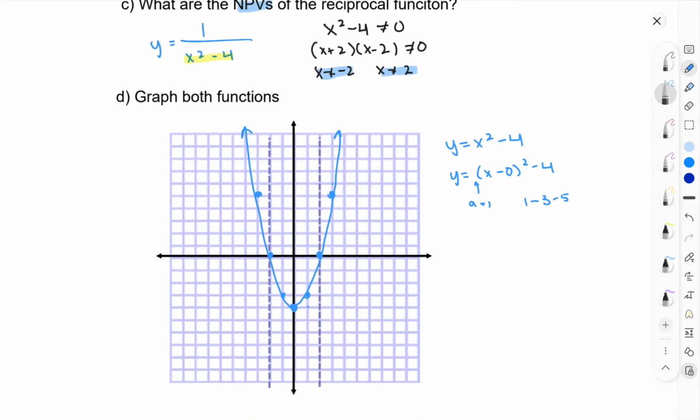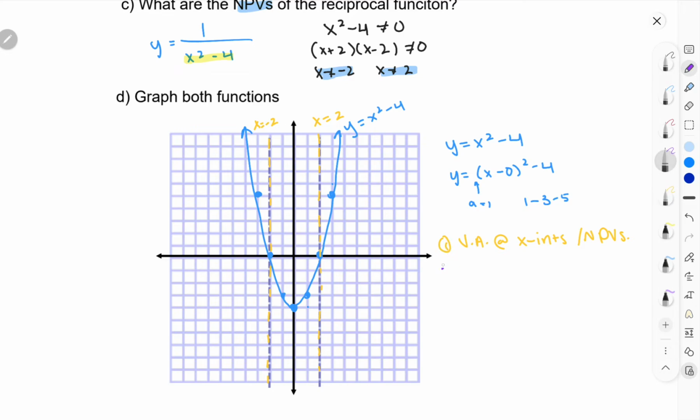At +2 and -2. So here's this function, y equals x squared minus 4. When I go to sketch the reciprocal function, I'm going to start by putting those vertical asymptotes in. I'm going to label them with their equations, x equals -2 and x equals +2, because those are the points that now cause division by 0. It was a 0 on top when it was a quadratic. Now it's a 0 on the bottom now that it's a rational. So step 1, I sketch my vertical asymptotes at those x-intercepts, or those NPVs. Those are the same points as we just saw.